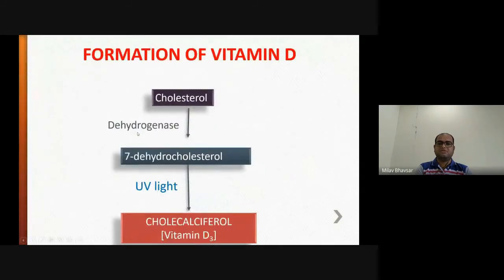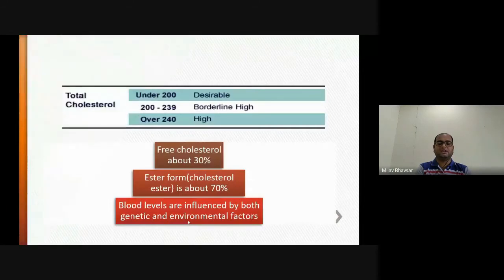Vitamin D: dehydrogenase is going to convert it into 7-dehydrocholesterol, and in the presence of UV light, it gets converted into cholecalciferol, then goes into the kidney, and active vitamin D3 is generated.